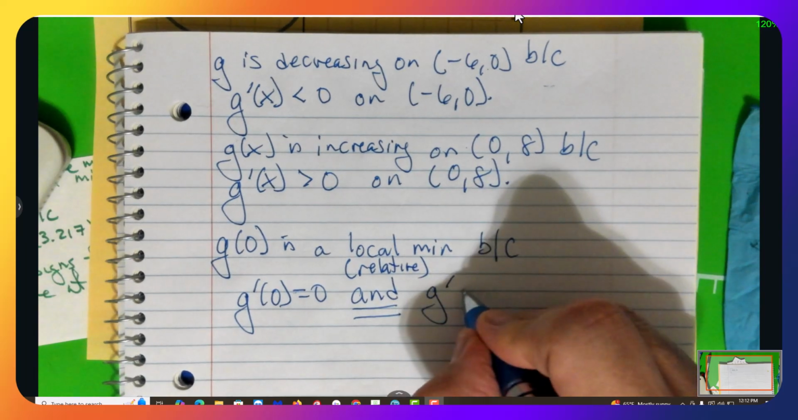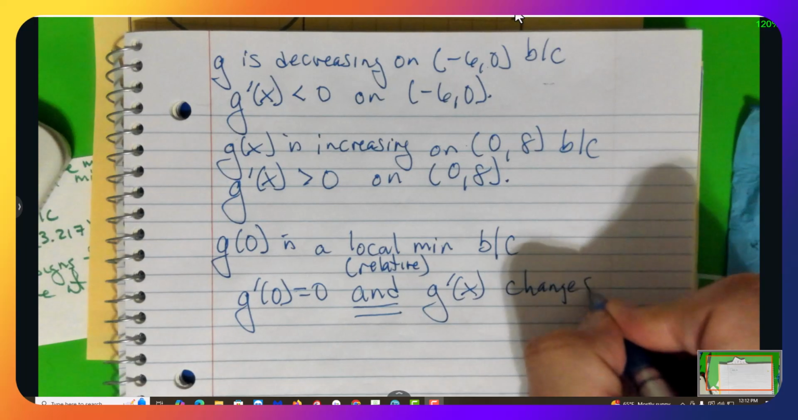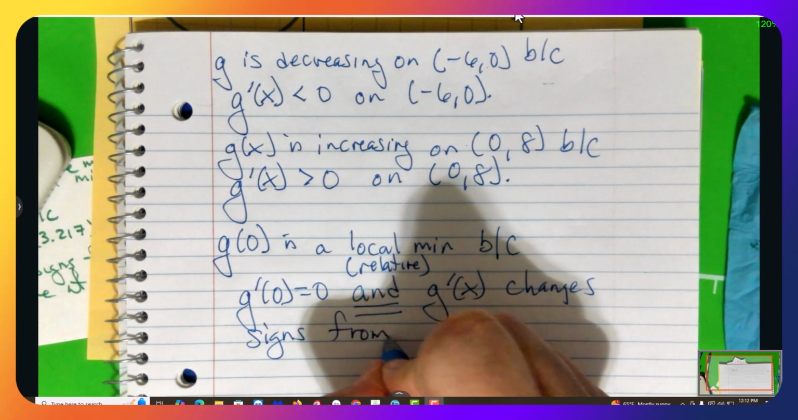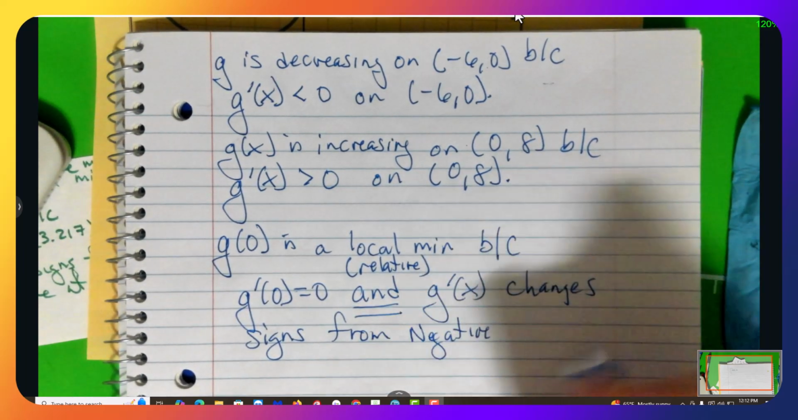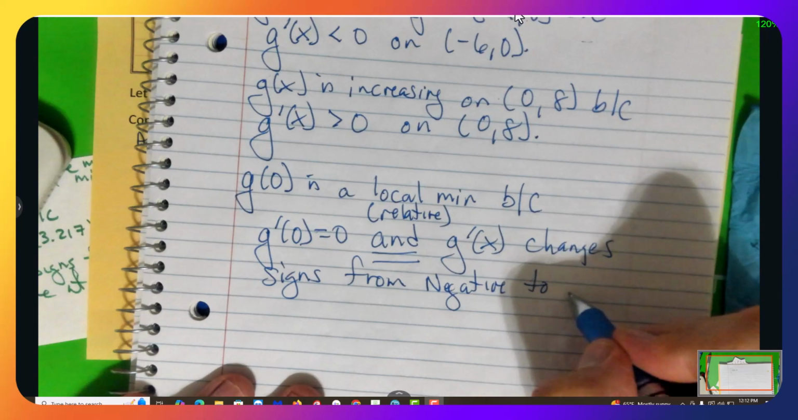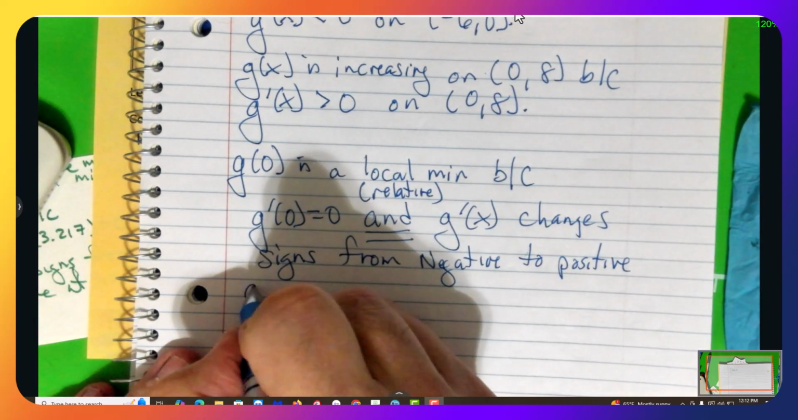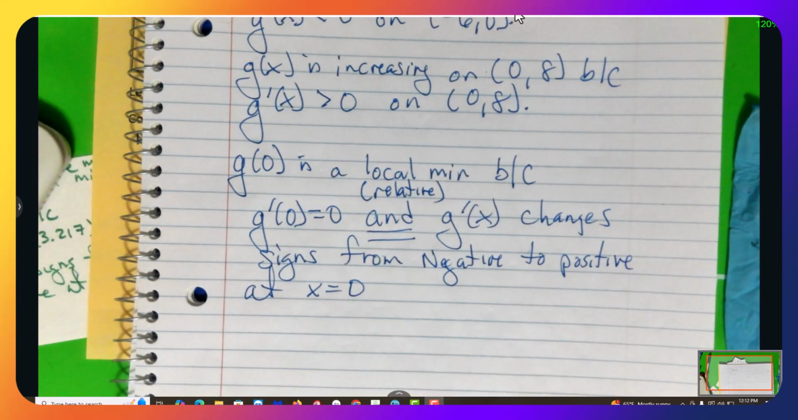G prime of x changes signs from negative, and you could write g prime of x is less than 0, to positive, you could write g prime of x is bigger than 0, but you have to say at x equals 0. Now, that's all the ways that I can push in first derivative theorems.